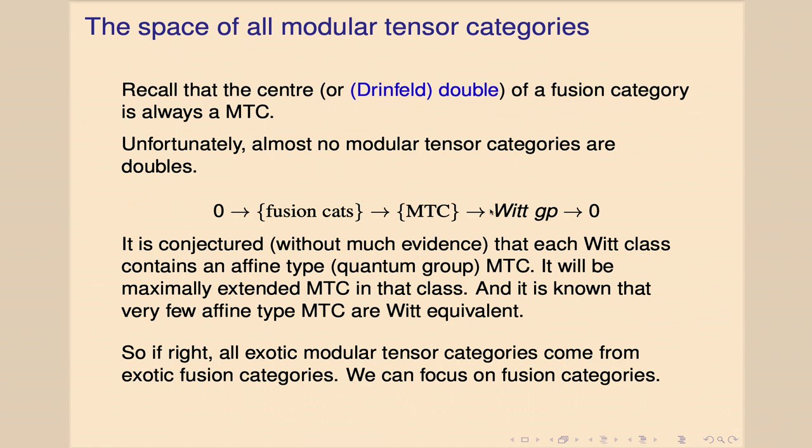And so the conjecture is, as I've stated it here, it's not quite correct, and you should tweak it a little bit. But the idea is that every Witt group class, every class on the right-hand side, contains something coming from Lie theory, so one of these affine algebra, one of these quantum group modular tensor categories. I don't know if that conjecture is true. There's really not much evidence for that one. It's a conjecture, so it might be true, it might not be true. I don't have an opinion on that.